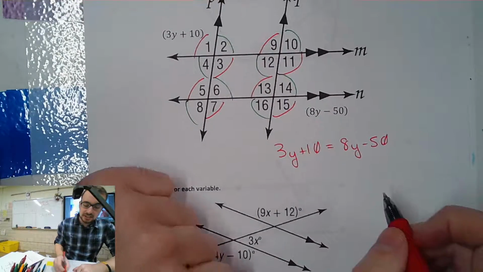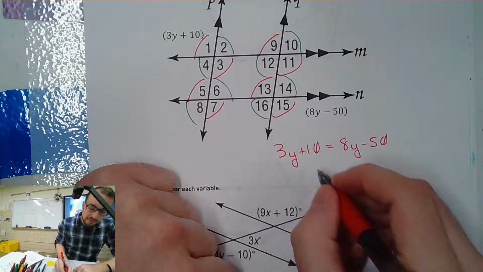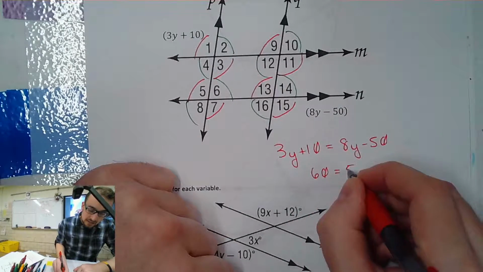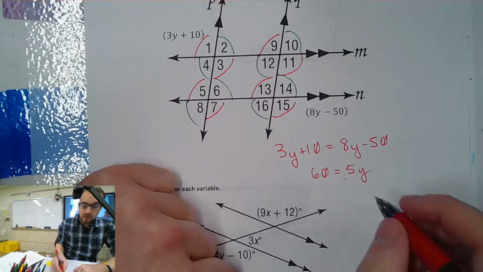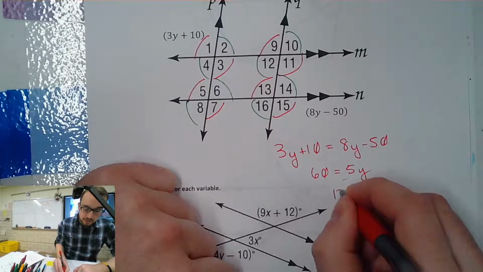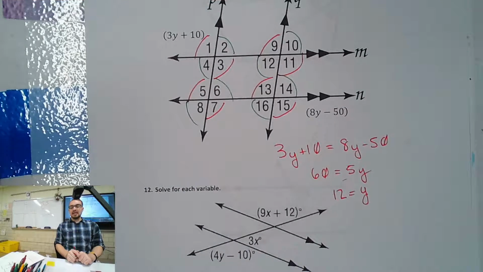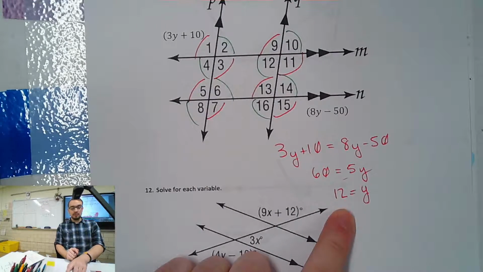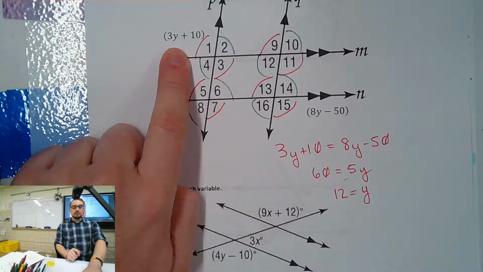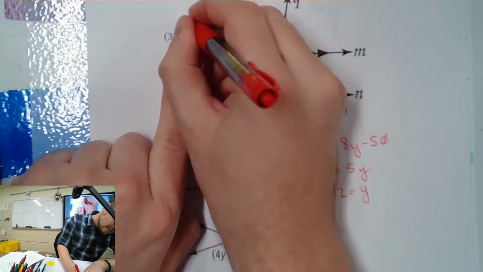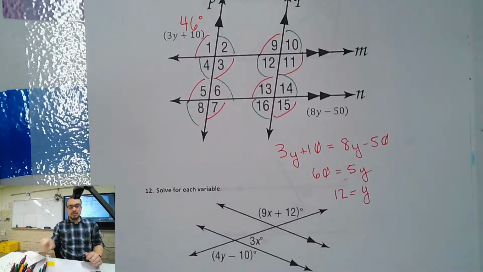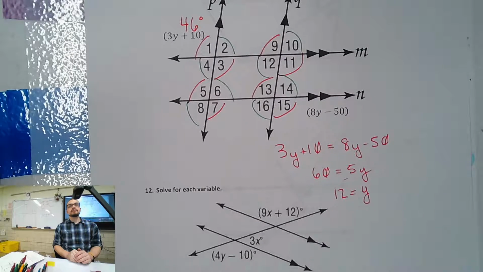I'm going to get my y's together by subtracting 3y and adding 50. So I get 60 on this side. I get 5y on that side. Division is divorce. We divide everything by 5 to separate the 5 from the y, and we get y equals 12. We are not done because they did not ask us to solve for y. They asked us to find the measure of each angle. So now that we know that y is 12, let's plug it into this one. What's 3 times 12? 36. Add 10. 46 degrees.